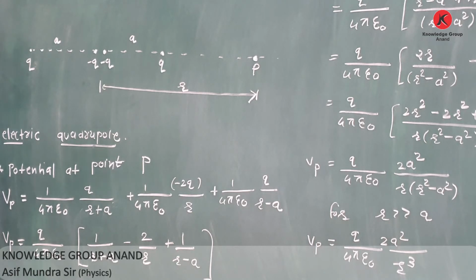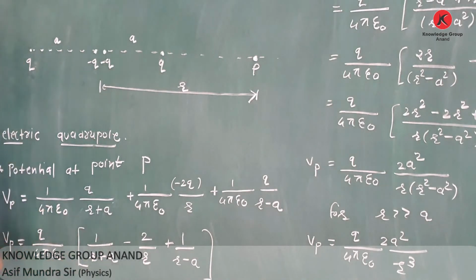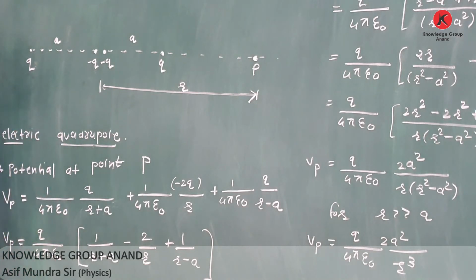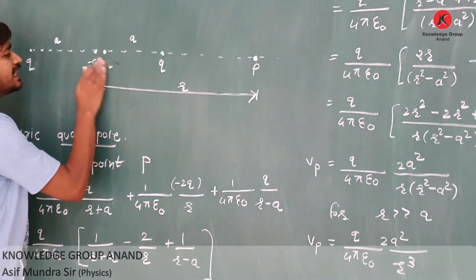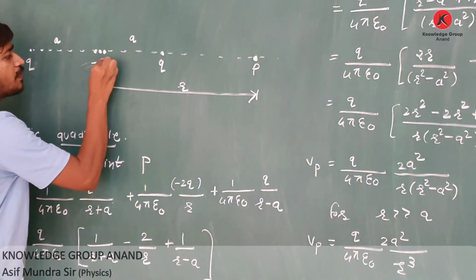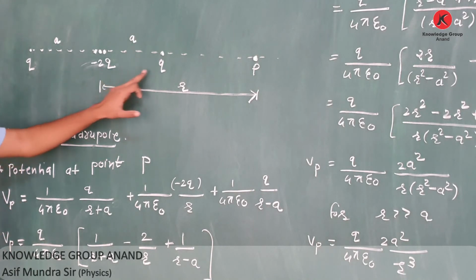See, in a quadrupole, we have 2 dipoles: one minus q, plus q, and another minus q, plus q, in opposite directions. Now see, as these minus q charges are very close to each other, I can represent them as one charge, that is minus 2q. Clear? So now we have a total of 3 charges: q, minus 2q and q.